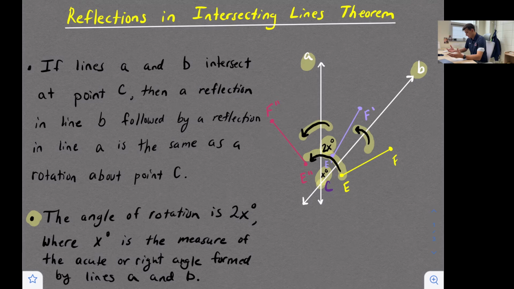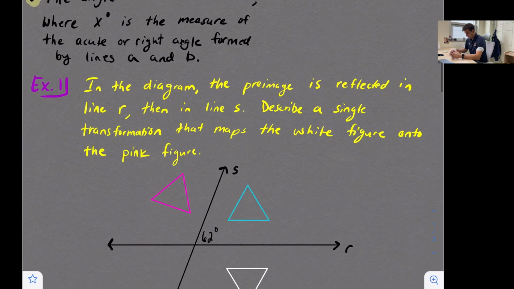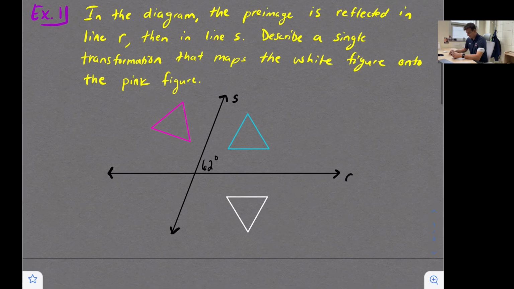And so we can use this rule to work both ways, right? If we have the measure of the angle of the intersecting lines, then we can double it to find the angle of rotation. Or if we have the angle of rotation, we can divide it by 2 to find the original measure of the angle. So we're going to look at two examples, one of each of those scenarios.